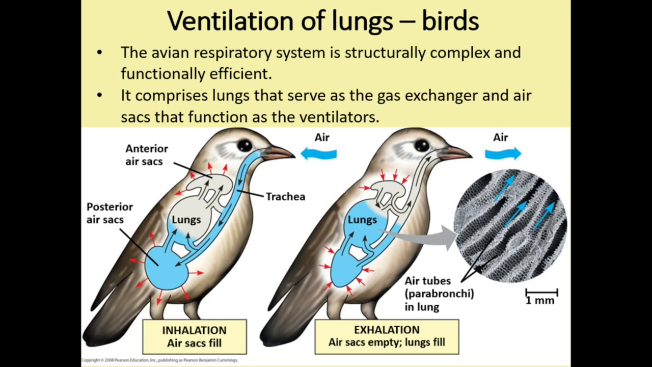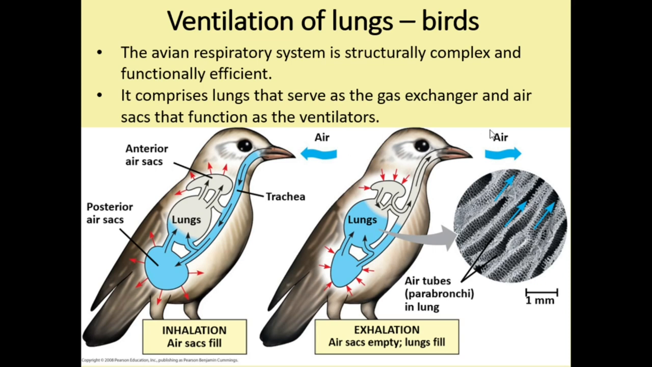So if you're a bird and you need to fly, every time you flap those wings, you're relying on muscle contractions, which relies on ATP production, which requires oxygen and generates CO2 as a waste product that needs to be dealt with. So birds have had to evolve a very, very efficient gas exchange system. As we see here, the avian respiratory system is structurally complex and functionally efficient. It's a much more complex system than what we have, but it's also way more efficient than what we have as mammals. And there are a number of reasons for its increased efficiency.